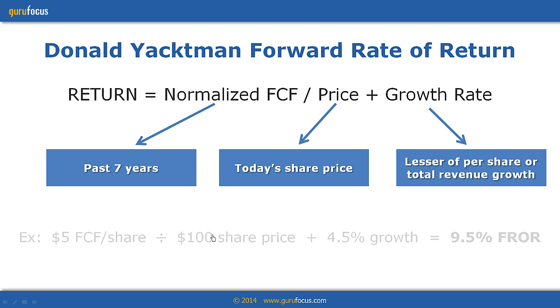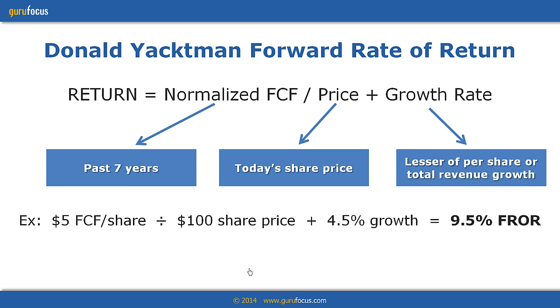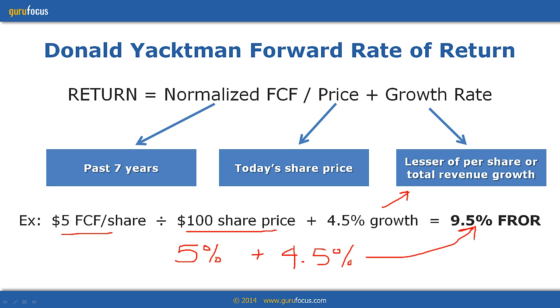So again, another example here, if you had a company generating on average about $5 a share in free cash flow, and it was at $100 a share, 5 over 100 is what, around 5%. Then you just add in what this company's historically been growing at, which is another 4.5%. And you get this 9.5% forward rate of return.